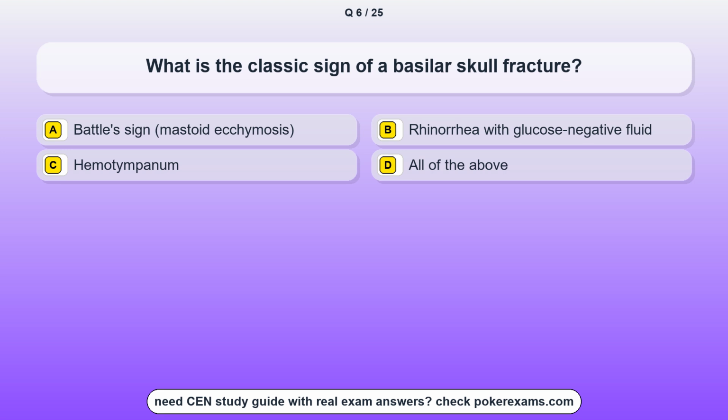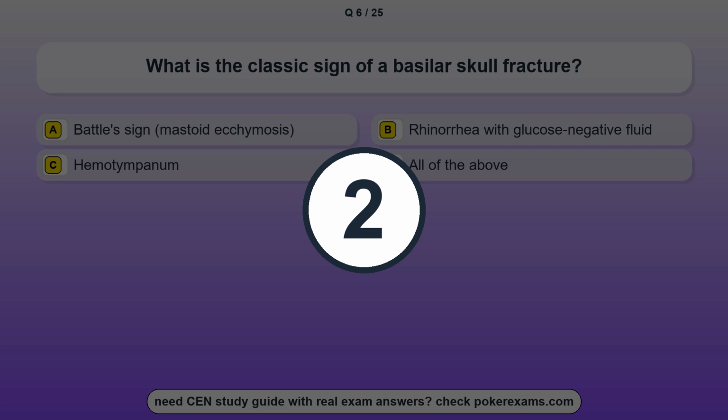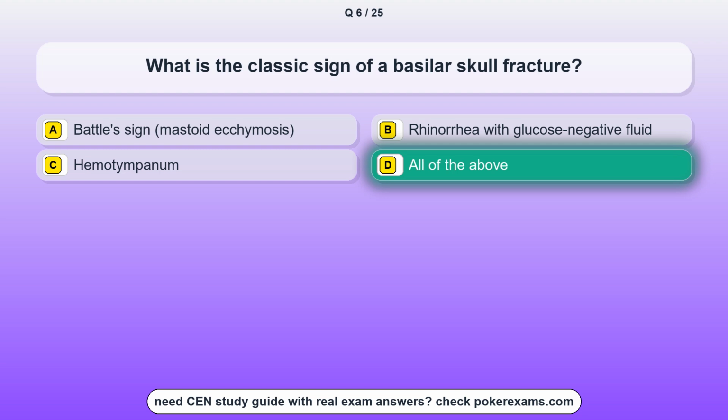Question 6. What is the classic sign of a basilar skull fracture? Option A, Battle's sign, mastoid ecchymosis. Option B, rhinorrhea with glucose-negative fluid. Option C, hemotympanum. Option D, all of the above. The correct answer is option D, all of the above.